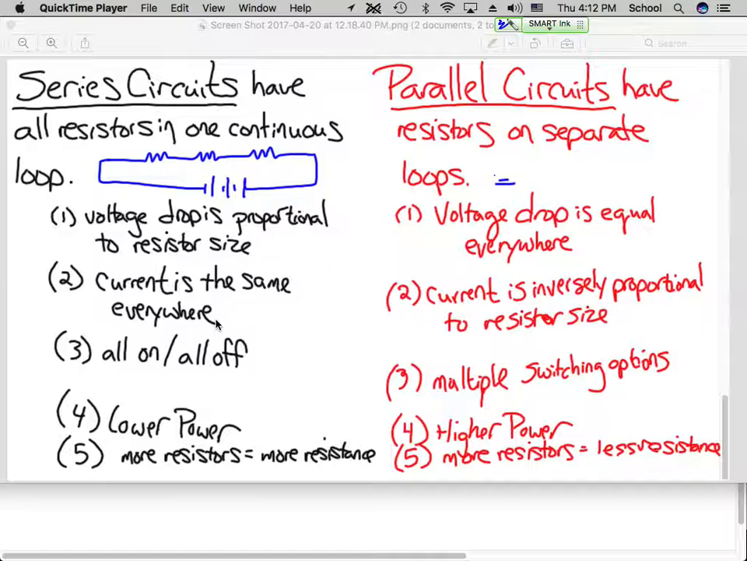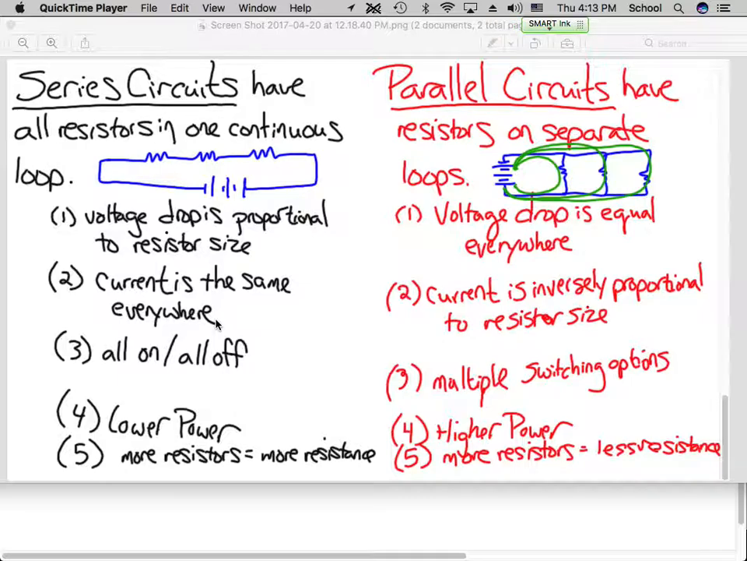Over here in parallel, the resistors are on separate branches. So I'm going to draw my battery over here, and what happens is I have a resistor here, or I have another resistor over here, or I have another resistor over here. And so realistically here, I have three different pathways that this can happen. I can come from my power source, go through that resistor and come back, or I can come from my power source, go through this resistor and come back, or I can do that with the third one. So I have three different pathways that can happen here. So they're on separate loops, separate pathways.